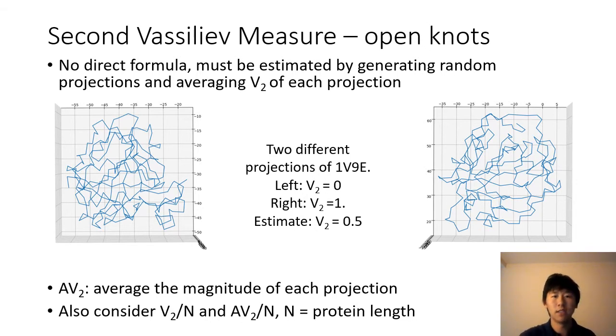Now, the absolute Vassiliev measure, or AV2, is very similar to V2, except we average the absolute value of V2 for each projection. And in addition to these measures, we also calculated V2 over N and AV2 over N by dividing the measure for each protein by its length. It is known that V2 can depend on the length of open chains, so dividing by the length might provide a more accurate measure.